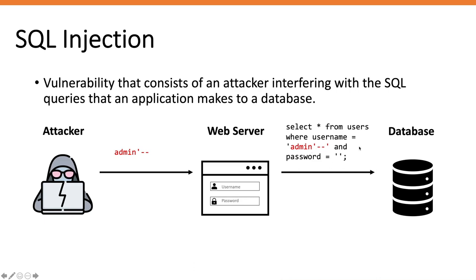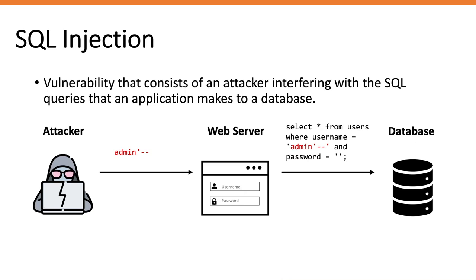Now, if this input is properly validated, and we'll talk about that in the next couple of sections, if this input is properly validated, then the database will literally look for a username that is equal to admin, single quote, dash dash, in the database. And it won't find one because no one has that username. And so the attacker would be presented with an incorrect username or password.